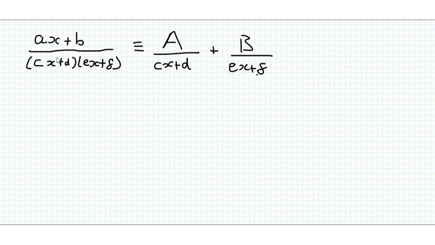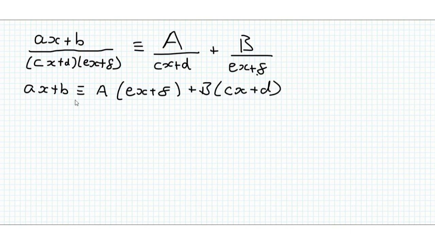Bear in mind all these lowercase letters in examples will be given. There'll be numbers. We're just trying to find capital A and capital B. So I'm going to multiply up both sides with this so you can actually see what I'm saying. So we get ax plus b is equal to A(ex plus f) plus B(cx plus d).